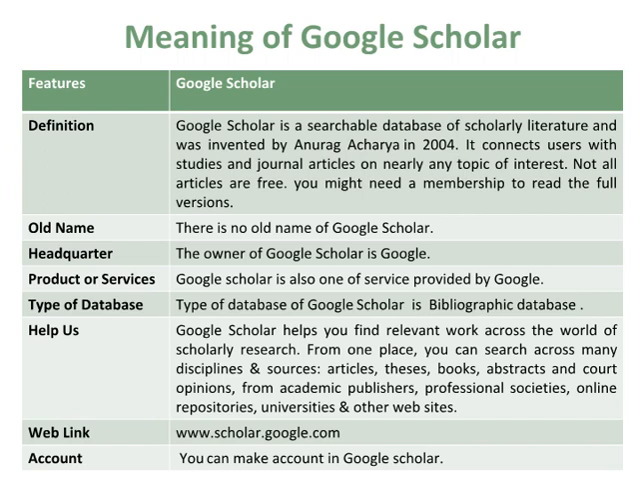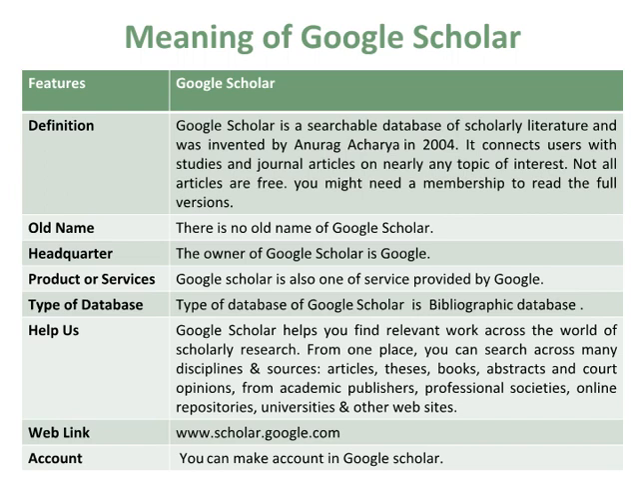Google Scholar helps you find relevant work across the world of scholarly research. From one place, you can search across many disciplines and sources: articles, theses, books, abstracts and court opinions, from academic publishers, professional societies, online repositories, universities and other websites.